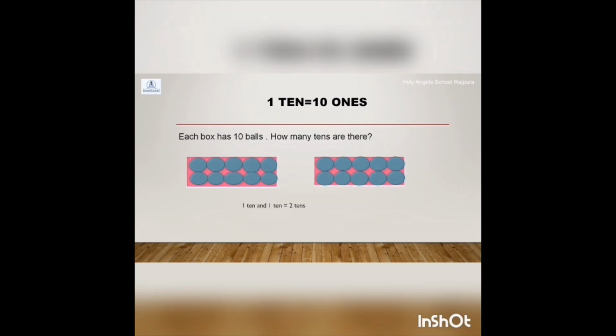Now you see here in each box 10 balls are there, and we have to count how many tens are there. Children, you know 10 things make a ten. So here one box 10 balls are there, so it will make 1 ten. Another box has also 10 balls, it will make another ten. So 1 ten and 1 ten will make 2 tens.